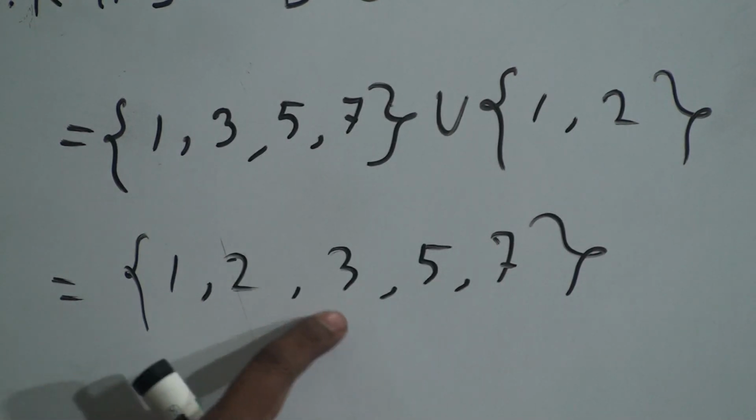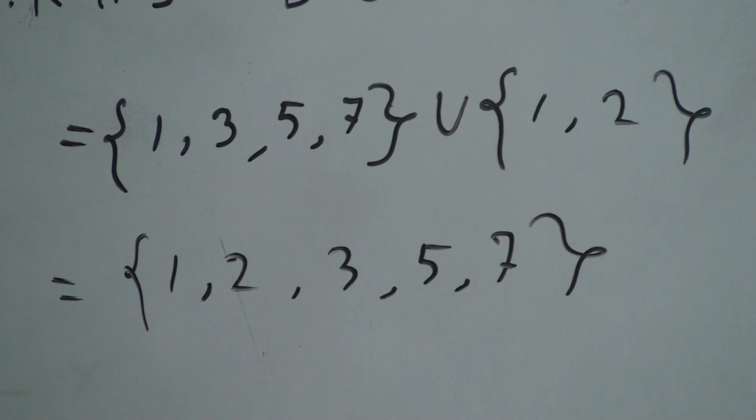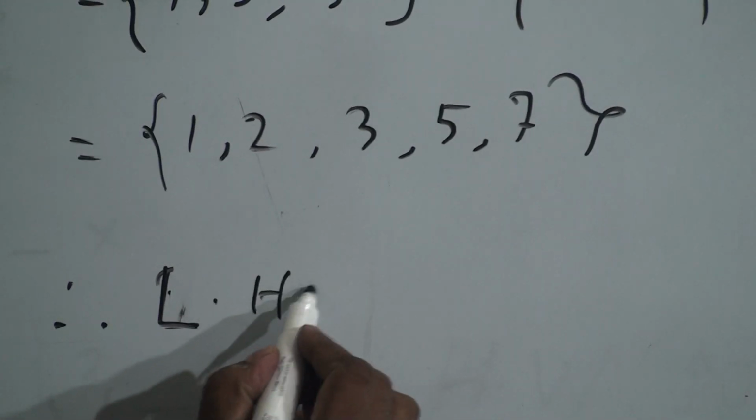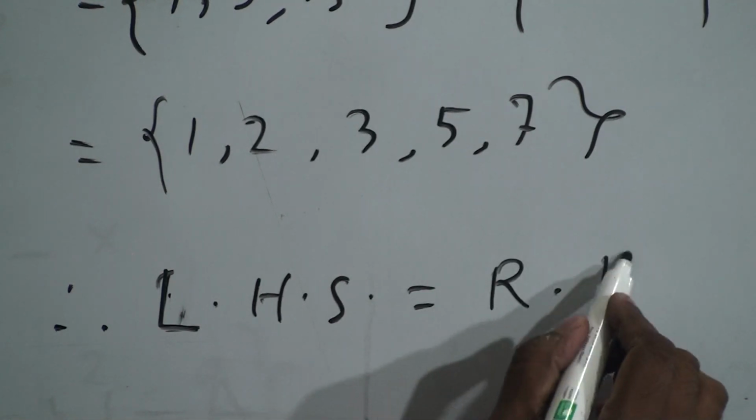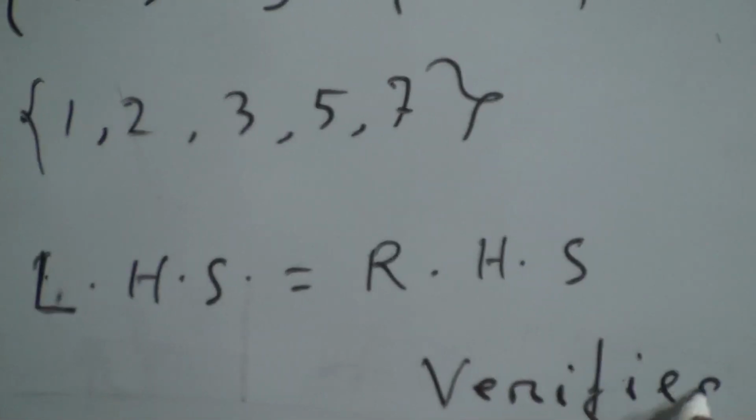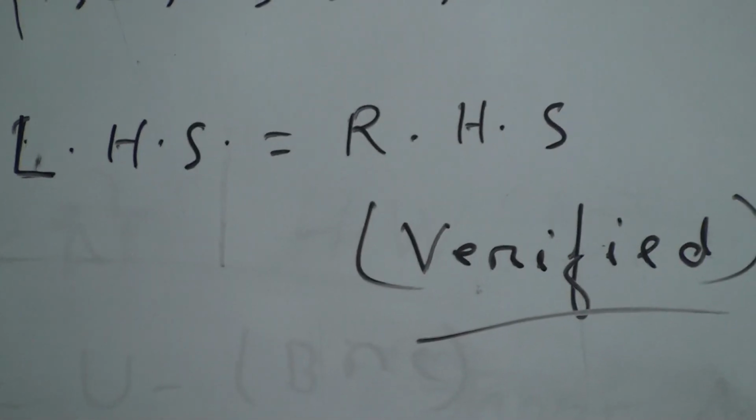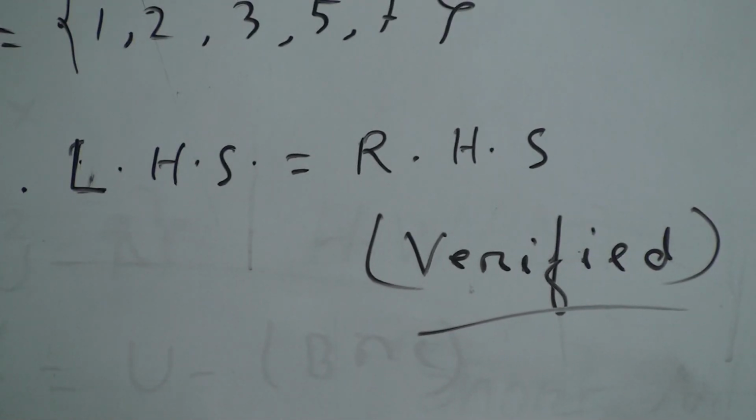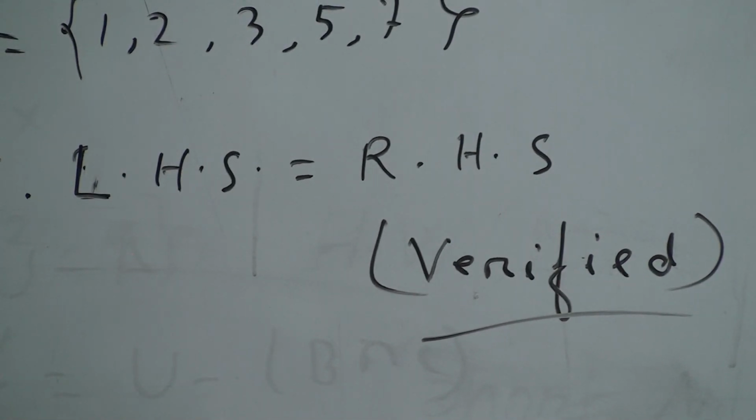Now value of right hand side is 1, 2, 3, 5, 7 and value of left hand side also 1, 2, 3, 5, 7. So we are watching that value of left hand side and value of right hand side are same. That means we can write therefore left hand side is equal to right hand side. And now we can write verified it. Dear students, we have solved question number 4 sub number 2. Now we'll solve question number 4 sub number 4.